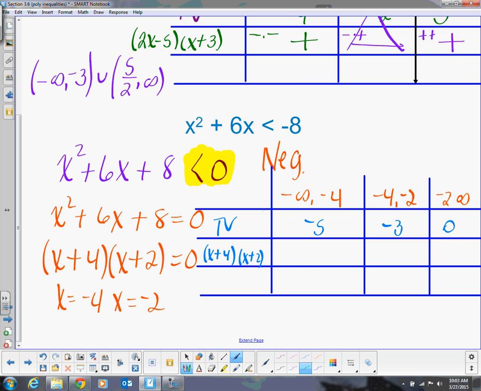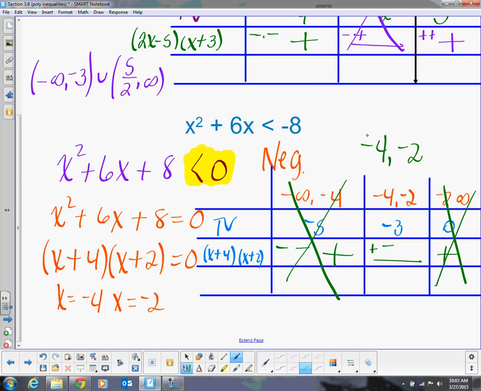Okay, so now negative 5 plus 4 is negative. Negative 5 plus 2 is negative. It's a negative times a negative, positive. Negative 3 plus 4 is positive. Negative 3 plus 2 is negative, so that's going to be negative. And then that's going to be positive. What don't we want this time? A positive. We don't want the positives, we want the negative. So the solution to this is going to be negative 4 to negative 2.